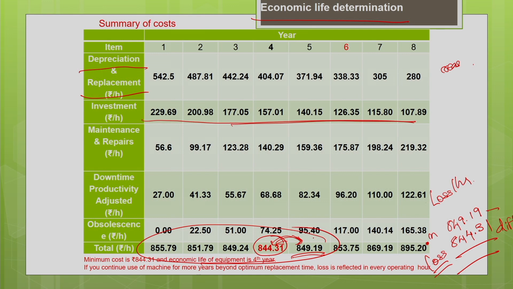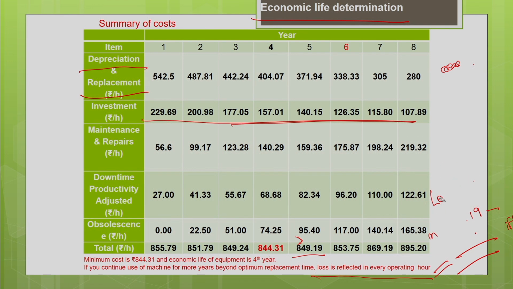This loss is not reflected just in the past 1 year. The loss per hour is going to be reflected in the entire 5 years of the machine, if you retain the machine for 5 years, even beyond the optimum replacement time of the fourth year. If you continue to use the machine for more years beyond the optimum replacement time, the loss is reflected in every operating hour until you hold the machine. You have to note that.